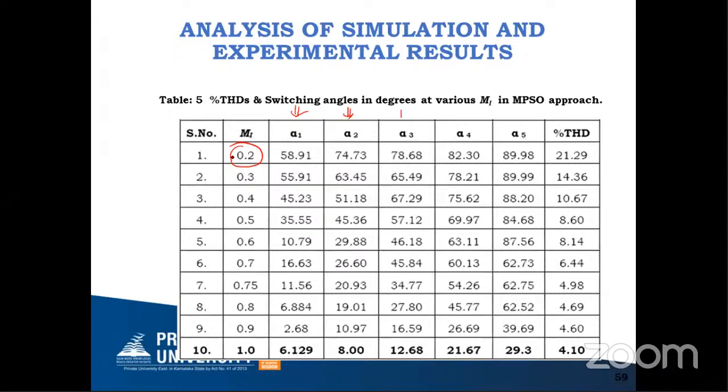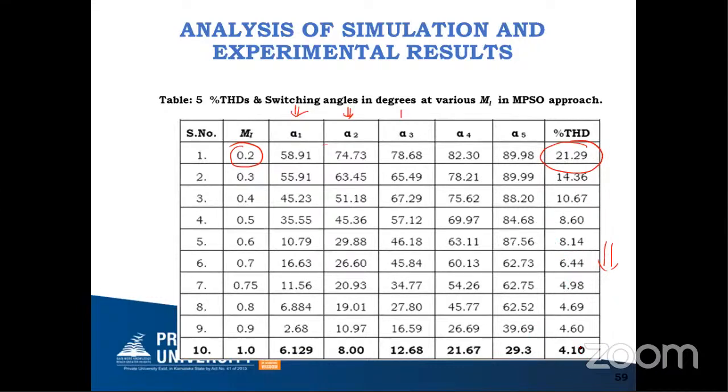So I ran the code for different modulation indexes from 0.2 to 0.1. At each modulation index, what is alpha 1, alpha 2, alpha 3, alpha 4, alpha 5, I have calculated. And at each modulation index, what is the percentage THD also we have calculated. Usually in drive applications, a higher modulation index will be considered, above 0.5. And it is having some sort of IEEE 519-1992 harmonic guidance.